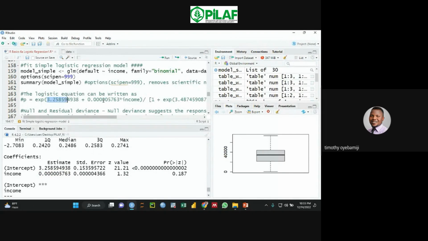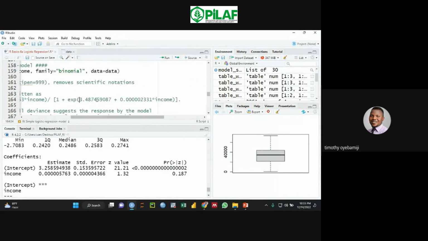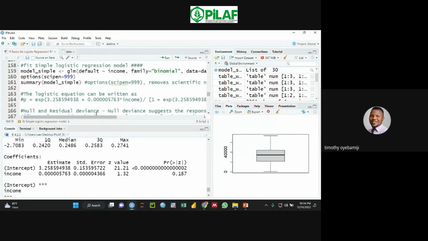Okay, then copy all of this, Control C, and put it here. Okay. All right. So what does this mean? It means that for single, a unit increase in income would increase the chance of someone defaulting by 0.00, like very, very small amounts. All right, by that value, like 0.000573.